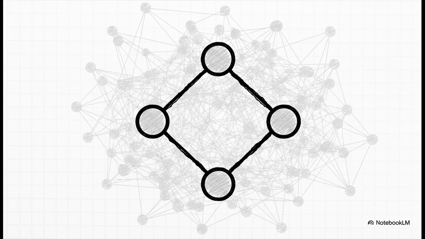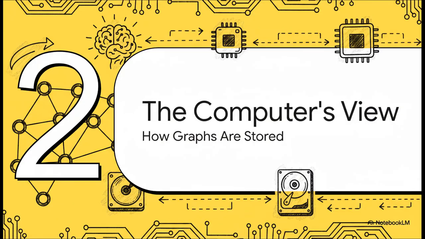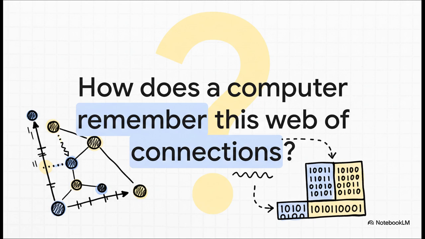I know it looks simple, but this basic structure right here is the absolute key to understanding massive, super complex networks. So that leads to the next big question. This drawing is great for us humans, we can see it, but a computer doesn't have eyes. So how in the world does a machine actually remember this web of connections in its memory? And figuring this out is a huge deal. For a computer to do anything useful with this graph, like finding the shortest path for your GPS, it can't just look at the drawing. It needs a way to translate these points and lines into the ones and zeros that it actually understands.